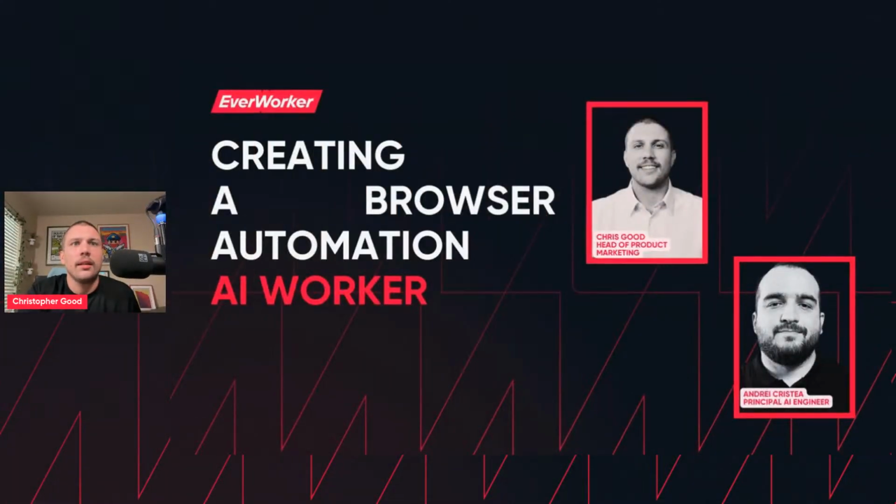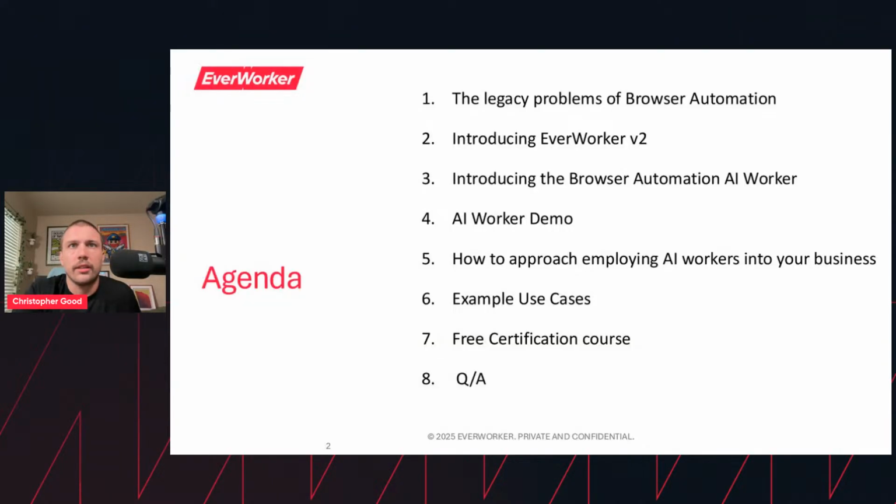Before we get started, let us go over the agenda for today. We're going to be covering a lot in the next 45 minutes. But first, we're going to diagnose exactly why traditional browser automation has become more of a liability than an asset for most organizations. Then we'll introduce you to EverWorker V2 and show you how it fundamentally reimagines AI workforce creation. And the centerpiece of today's presentation is our new browser automation AI worker, which Andre will demonstrate live here shortly.